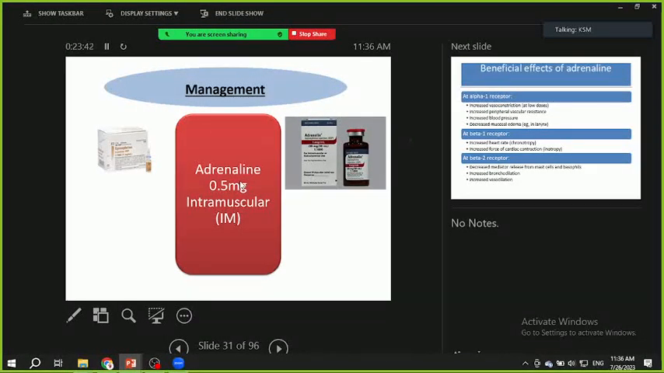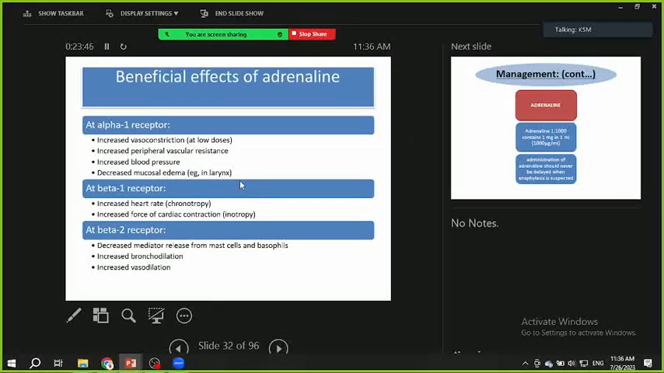Now, what is the drug? Adrenaline, 0.5 milligram intramuscular, right? We'll talk about what is the beauty of adrenaline. Why not noradrenaline? Why not dobutamine? Why not dopamine or vasopressin or whatever? Because adrenaline has an alpha-1 receptor effect, which causes vasoconstriction at low doses, increased peripheral vascular resistance, increased blood pressure, and decreased mucosal edema.